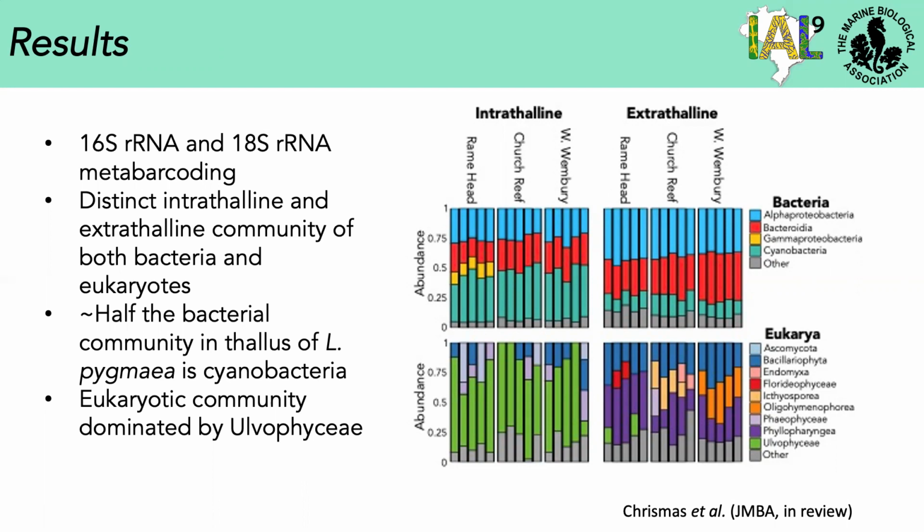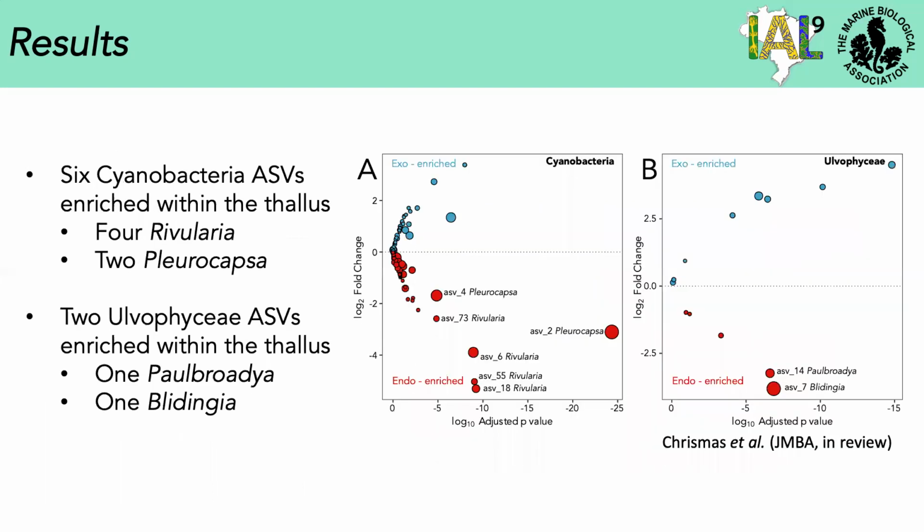In line with our understanding of Lichina pygmaea as a cyanolichen, about half of the bacterial community in the thallus was attributed to cyanobacteria. But what came as more of a surprise was just how much eukaryote algae was present within the thallus. Over half of the intrathalline eukaryotes belonged to the Ulvophyceae, which are a common rocky shore green algae. So what exactly is going on here?